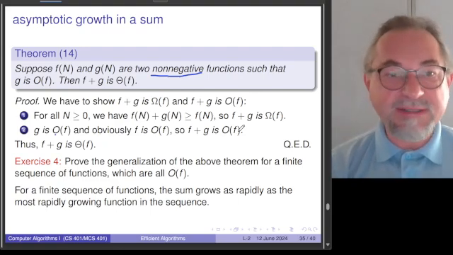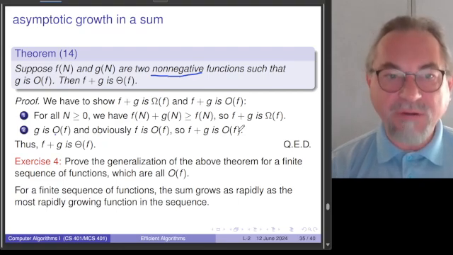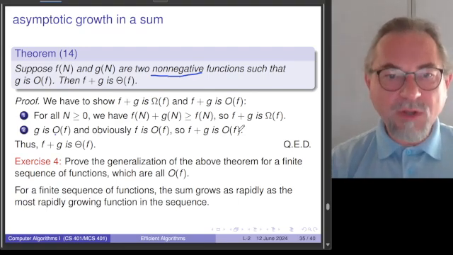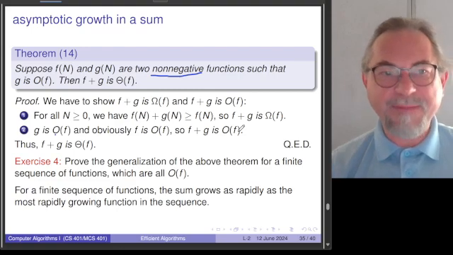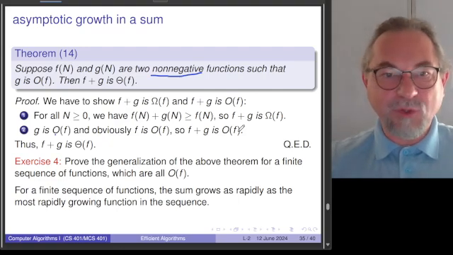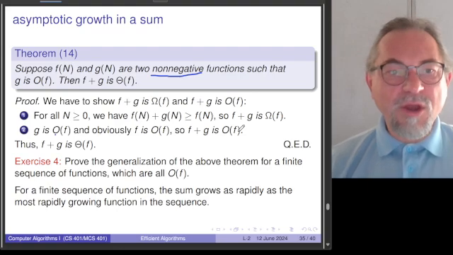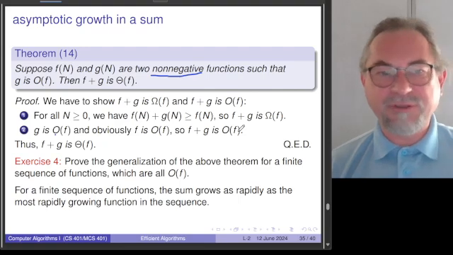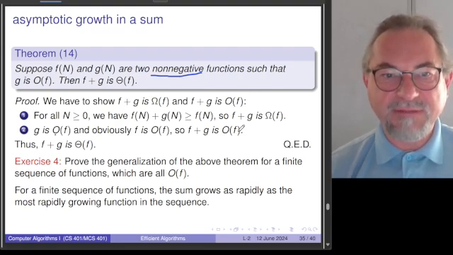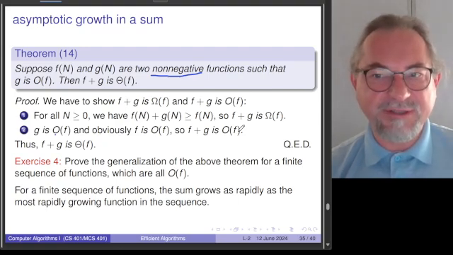Okay, fourth exercise. Consider now a sequence of k non-negative functions and prove that if all of them are of the order of f, so of the same f. So actually what you do is you have your first f and then g1 up to gk, or gk minus 1 if you like. Prove that generalization. If you have a finite sequence of functions, then the sum grows as rapidly as the most rapidly growing function in that sequence. That's what this theorem is essentially saying.